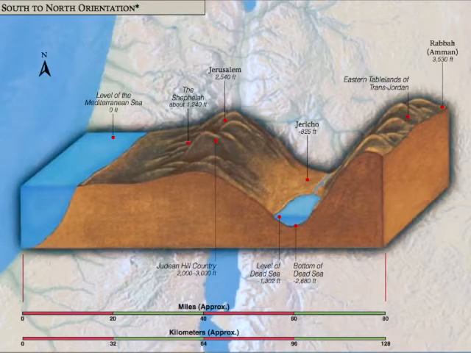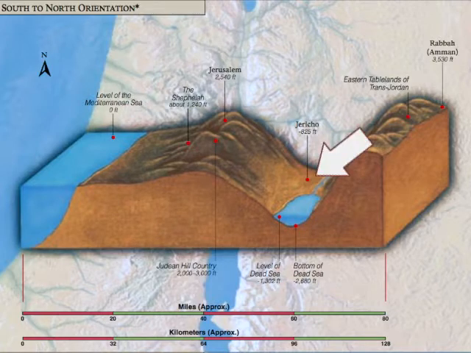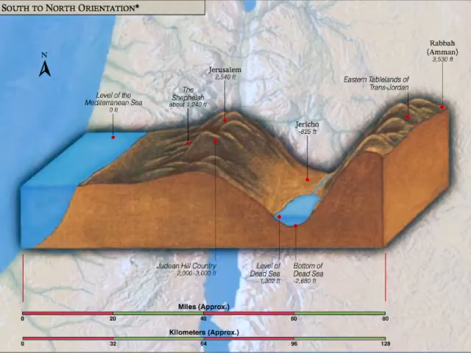There's another topography map. Can we get that one too? There. Here it's even more dramatic, you can see. So here are the highlands, the central highlands. Here are the lowlands over here, the coastal plain. Here's the Mediterranean, and here you plummet down. Here's Jericho, 800 feet below sea level, and the Dead Sea is 1,300 feet below sea level.